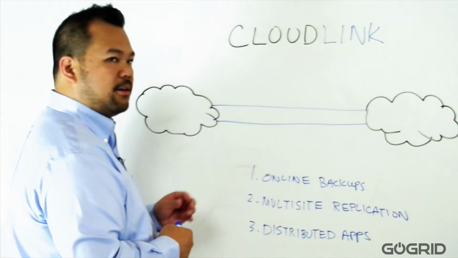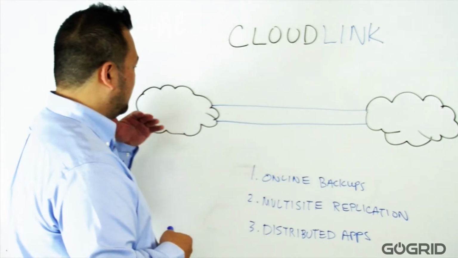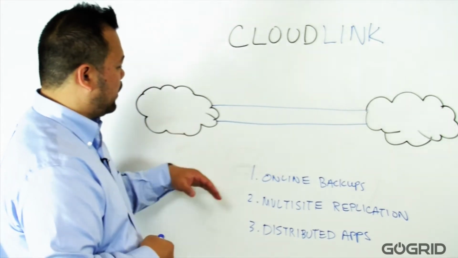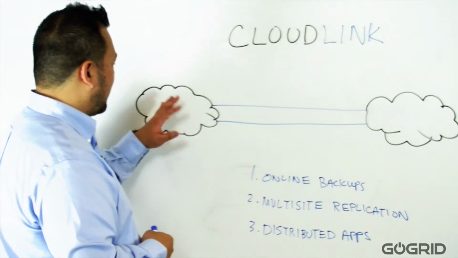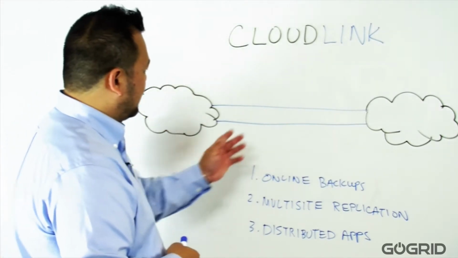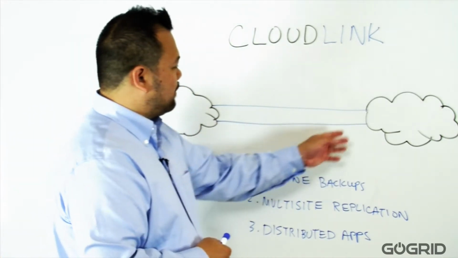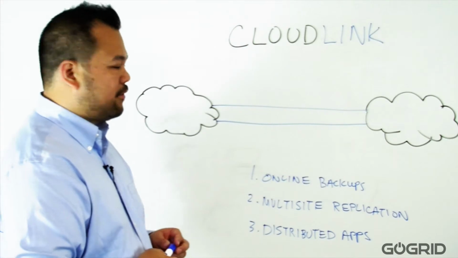This is a layer 3 connection, and it's used for different types of use cases. We have customers using it for online backups. If they have one data center where they have all their primary servers, they can use Cloud Link to send data and back it up to a secondary data center for disaster recovery.